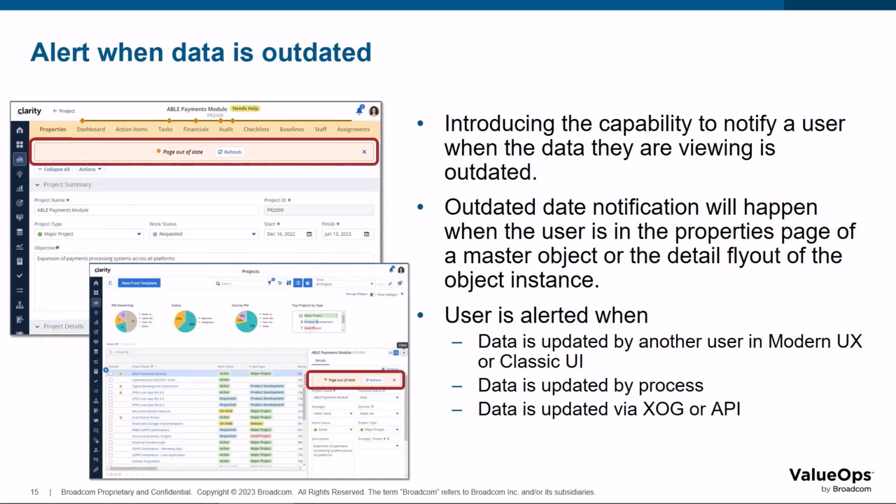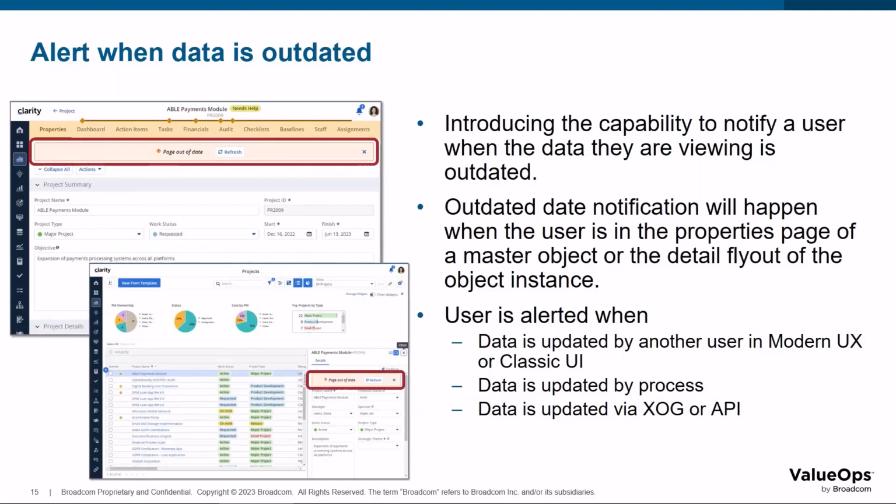If both the users are in the same object instance property page or in the same object instance detail flyout, then the users will be alerted when either one of the two users makes a change. The user that gets alerted will get a notification that the page is out of date and will have the capability to refresh that page to receive the latest data.